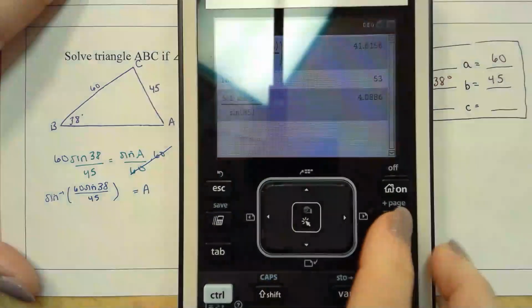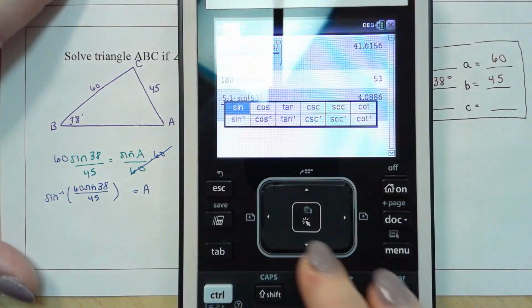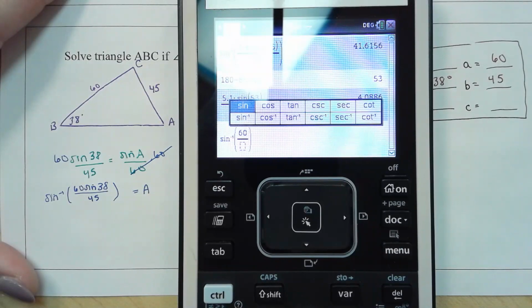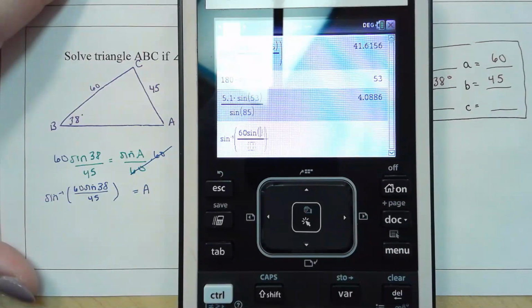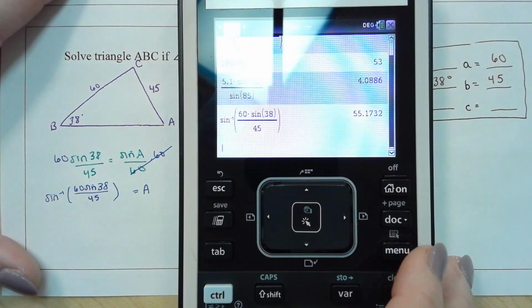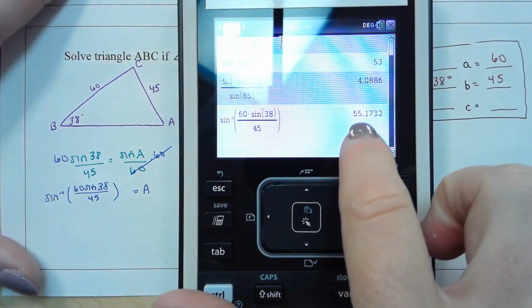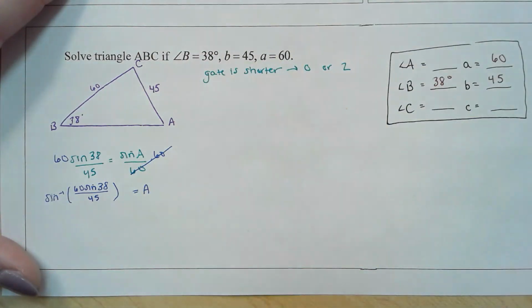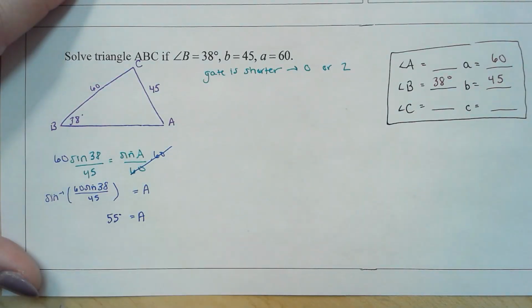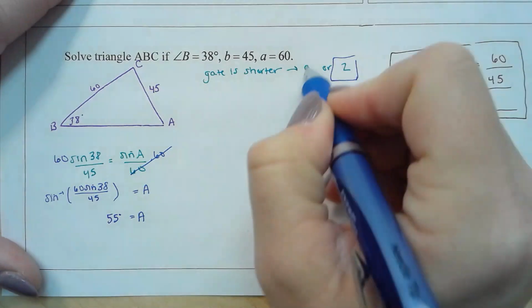All right, so here we go. We've got the inverse sine, and in that fraction we've got 60 times the sine of 38 all over 45. Great. The calculator gave us an answer. That means we have two triangles. So I'm going to write this down. We have a 55-degree angle for A, which means we have two triangles.